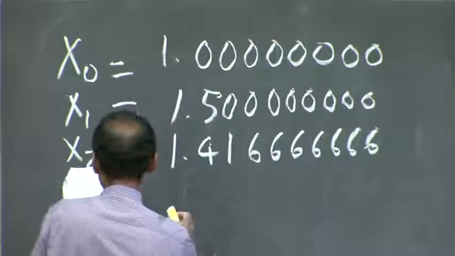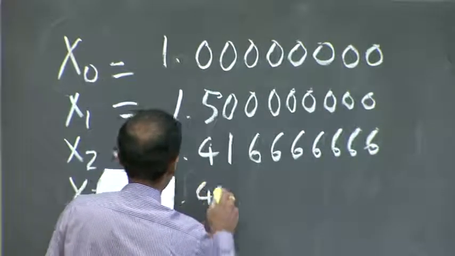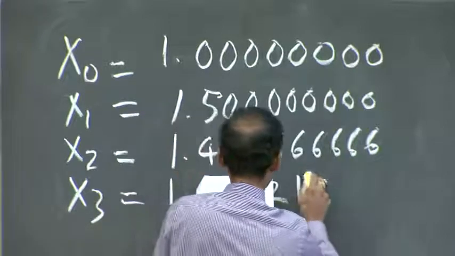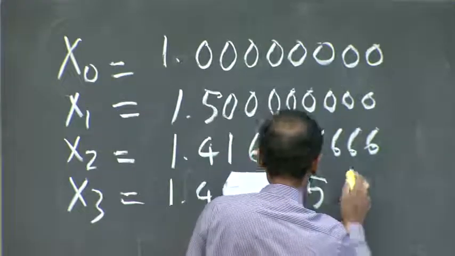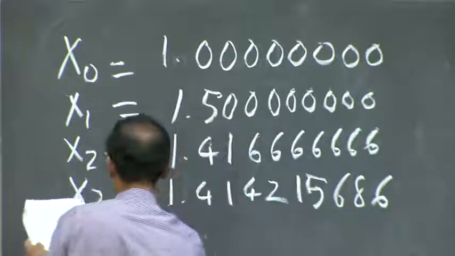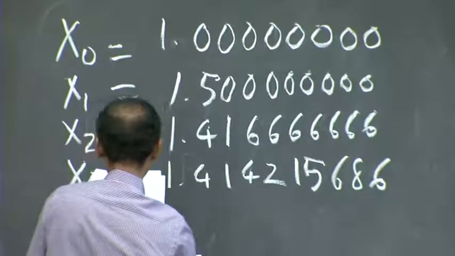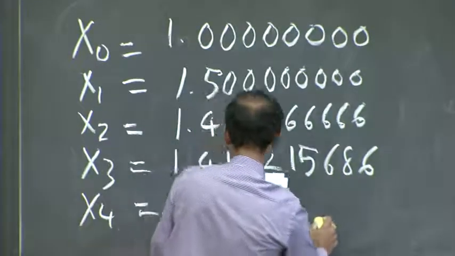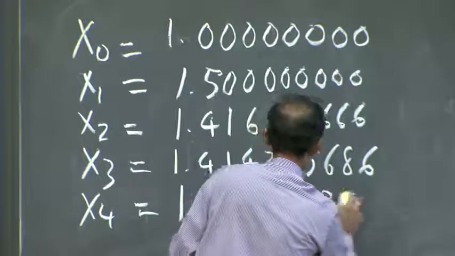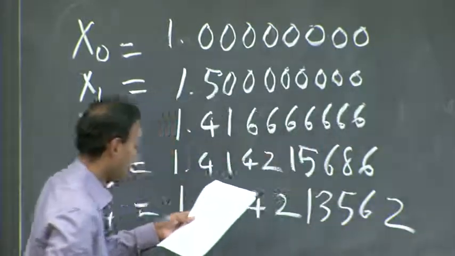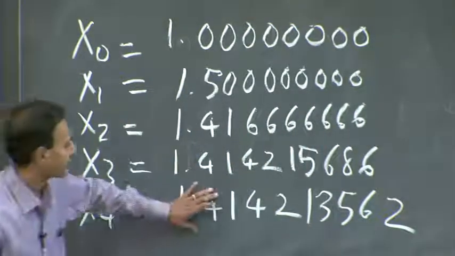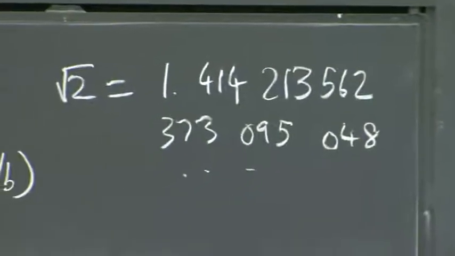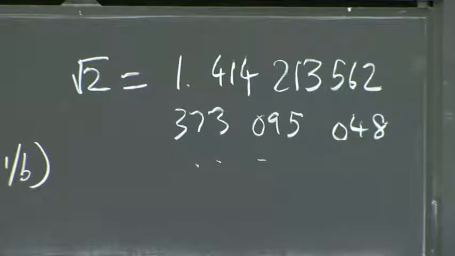And you keep going, and you get x2 equals 1.4142 15686. And I want to write one more because I want to point out something that's important. 1.4142 13562. And what's nice about this, if you compare it with what you have up there, is that you have quadratic convergence using Newton's method.